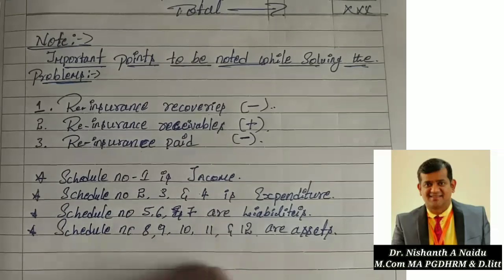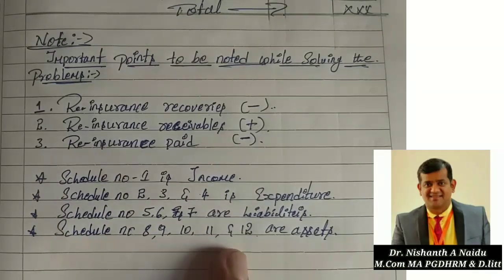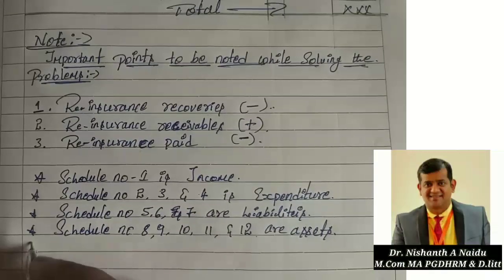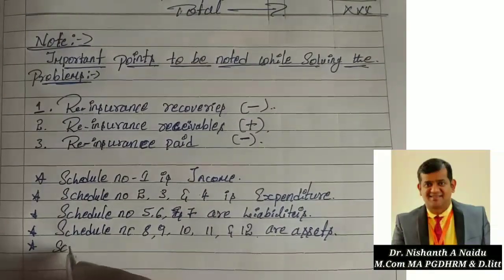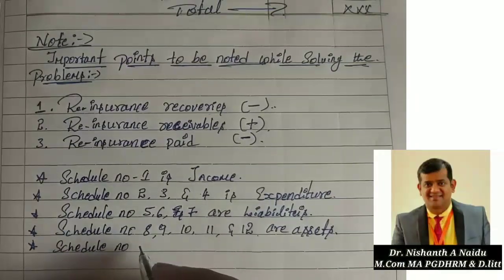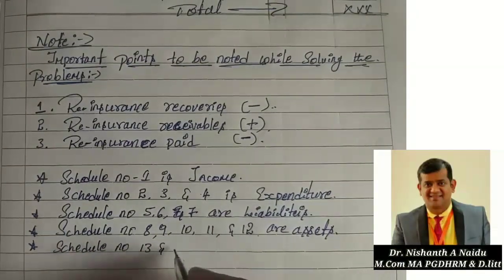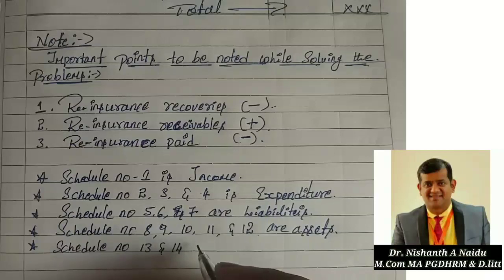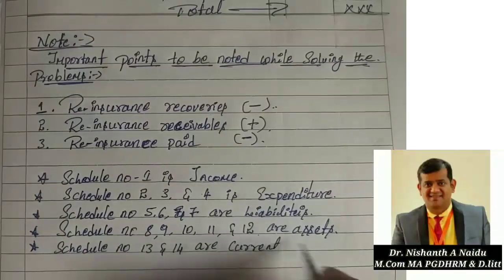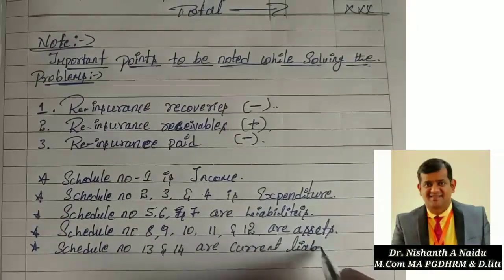So without this we cannot do the problem. So this is also very important, so that while understanding the format you will get to know about this. Okay, so next, schedule number 13 and 14 are current liabilities.